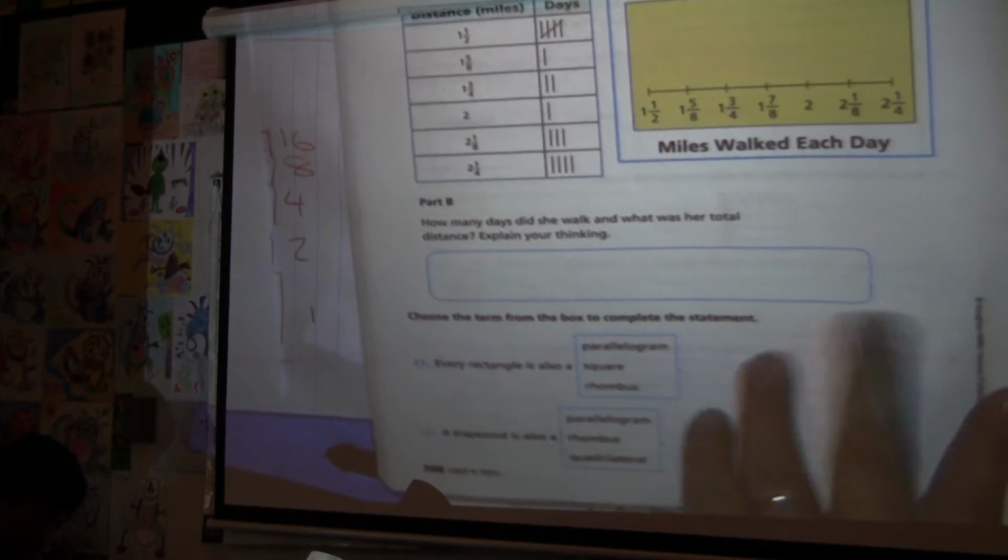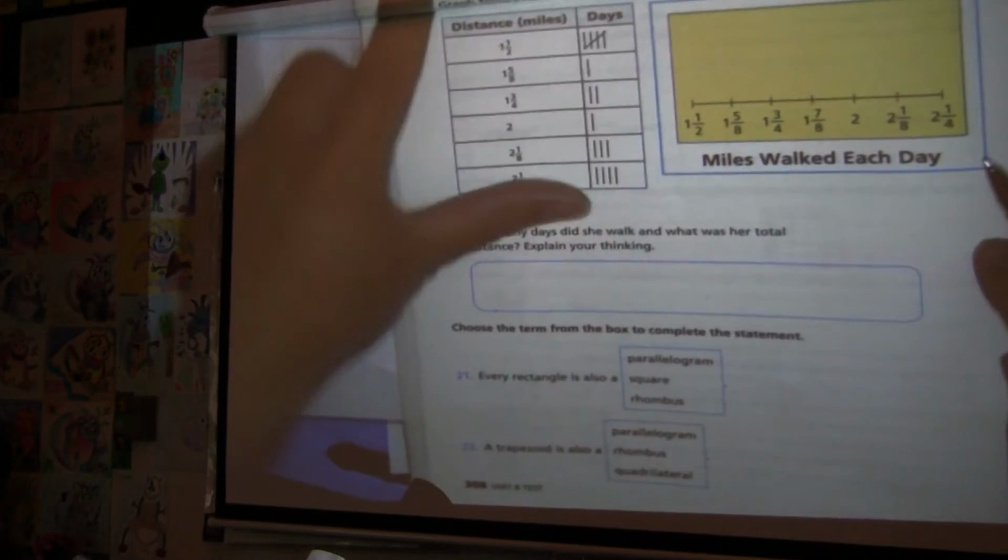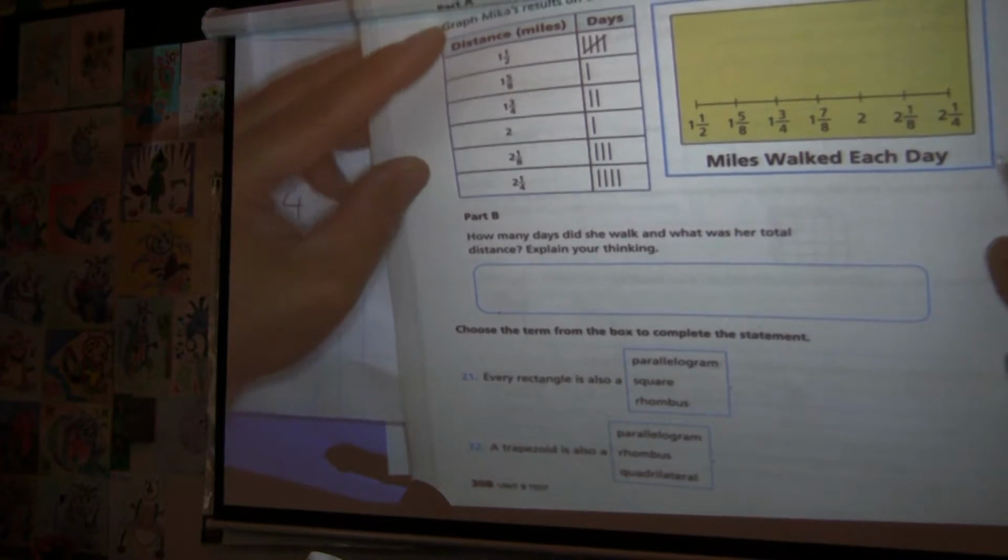Raise your hand if you got different answers from the other people during your checking time. Okay, so a lot of people. Let's take a look at A then. Graph Mika's result on the line plot.